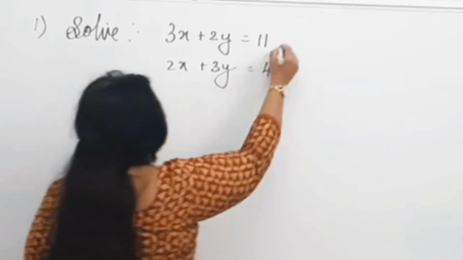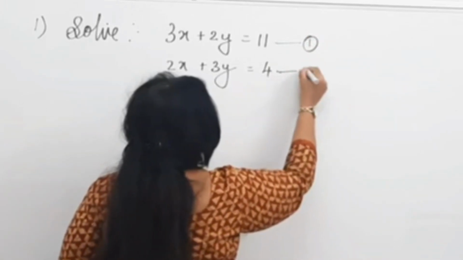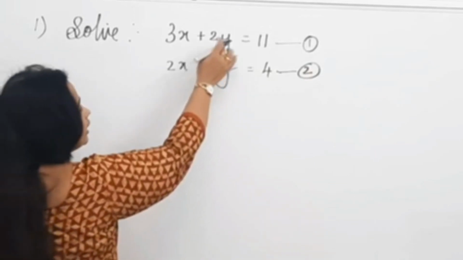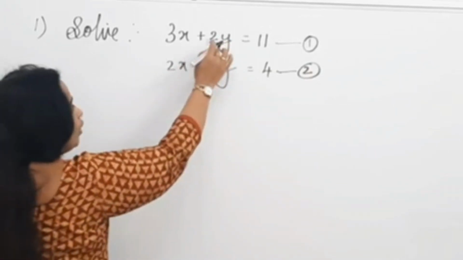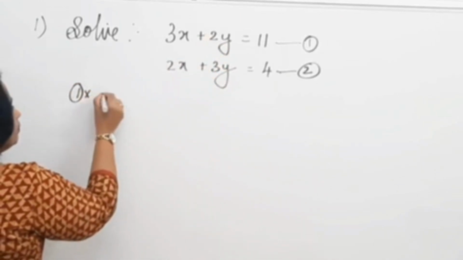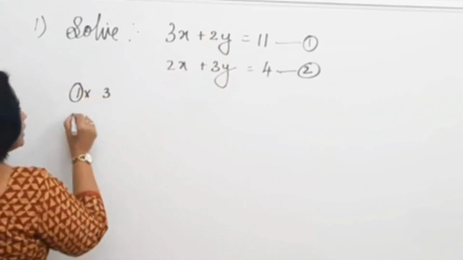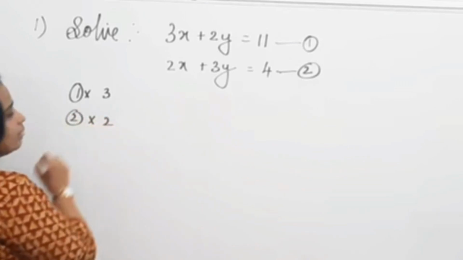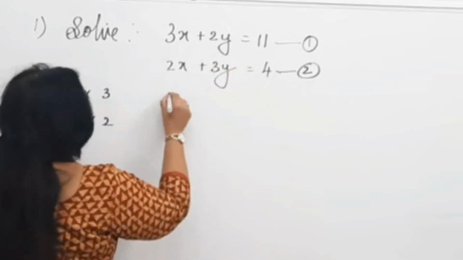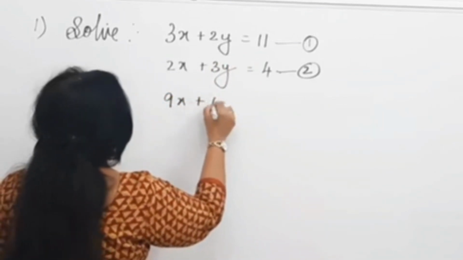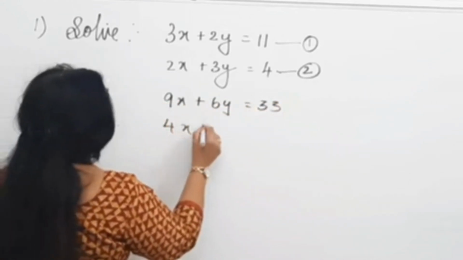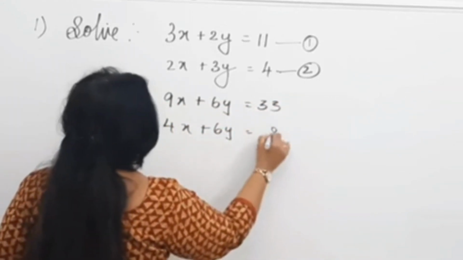Now I name these equations 1 and 2. That's my first step. And what am I going to do? I'm going to eliminate the y variable. So y is, this is 2 and this is 3. So the first equation I will multiply by 3 and the second equation I will multiply by 2. So it becomes 9x plus 6y is equal to 33 and this becomes 4x plus 6y is equal to 8.